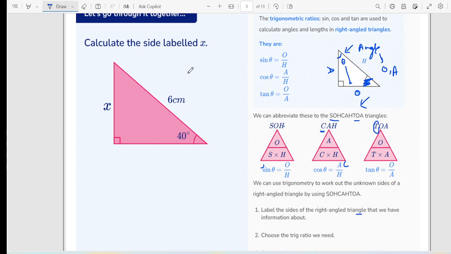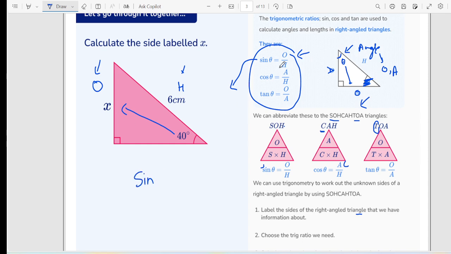Let's understand how. If you take this example, we have to calculate side x. The hypotenuse is given as 6, and this angle is 40 degrees. So in this question, what is given? Hypotenuse. With respect to this angle, this side is the opposite side, right? So we need a ratio which has opposite side and hypotenuse. Out of these three ratios, which one has opposite and hypotenuse? Sine, right?